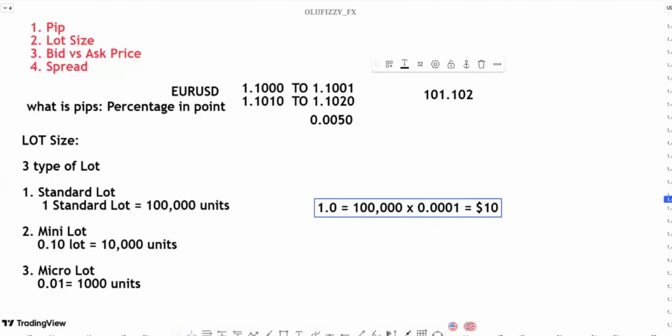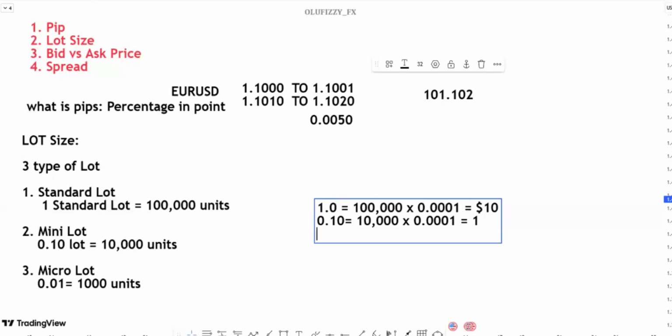But you don't really have to bother about this calculation. But let's just continue. So for the mini lot size, which is going to be 0.10, that is 10,000 units of pair times 0.0001. So that's going to be $1 for 1 pip movement.